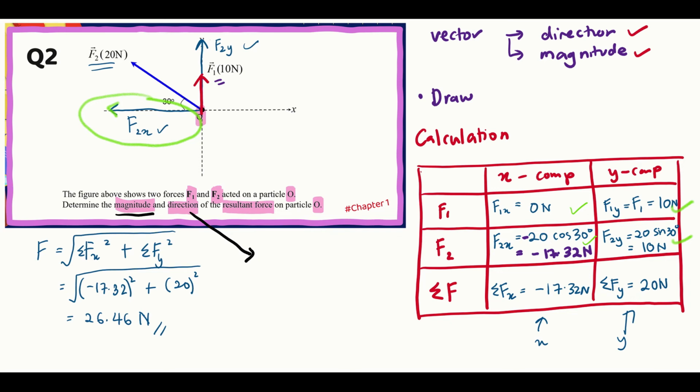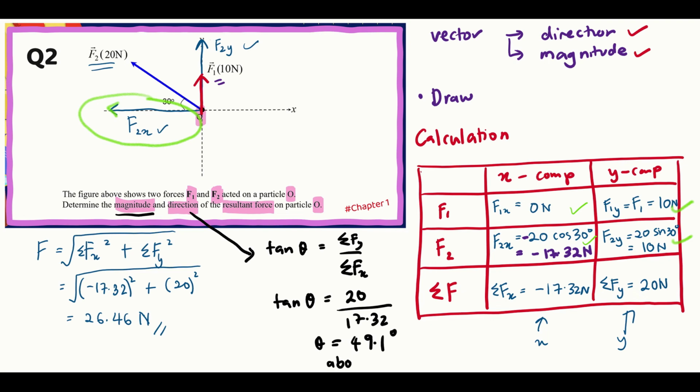To find the direction, we use the equation tangent theta is equal to summation of Fy over summation of Fx. Substitute the values, 20 over 17.32, then your theta is supposed to be 49.1 degrees. And the position of your theta is above the negative x-axis.